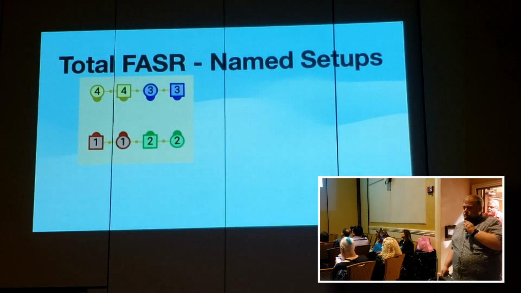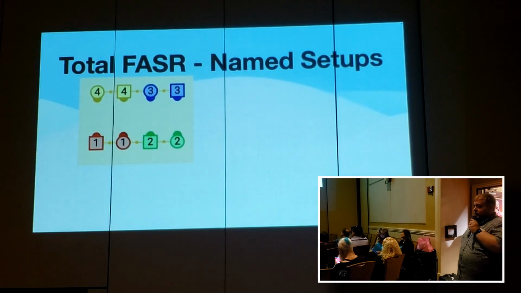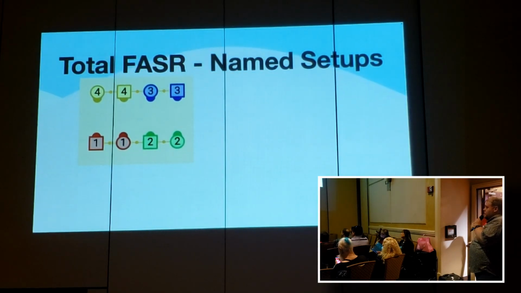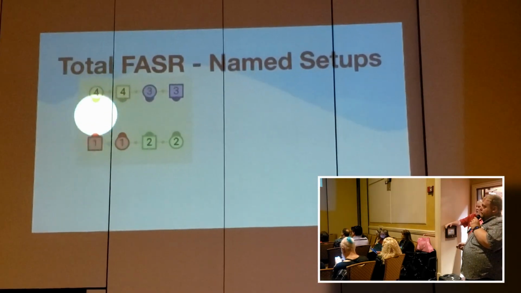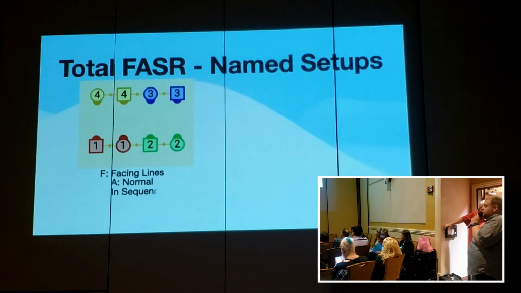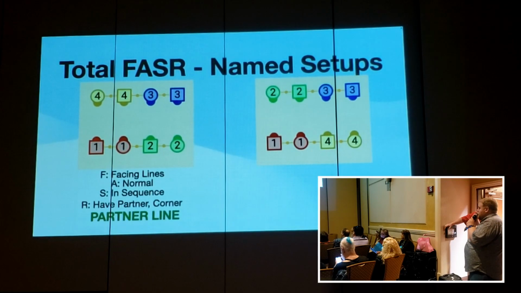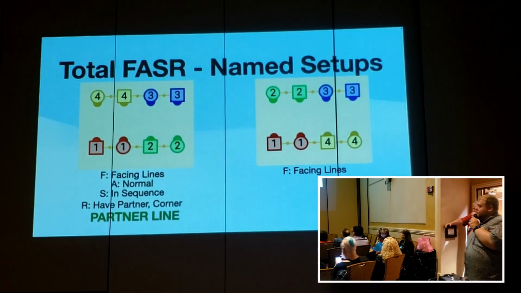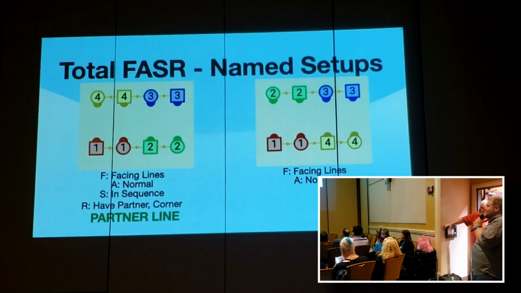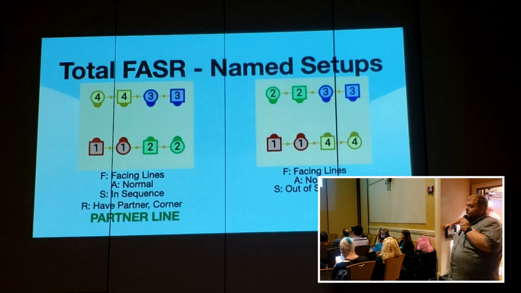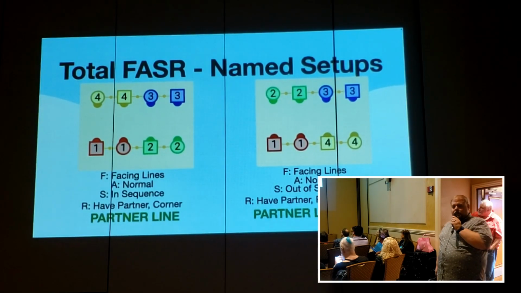What is the formation? What is the arrangement? Sequence. What is the relationship of these two people together? And there. We're going to call this a partner line. This one looks pretty similar, doesn't it? We know it's facing lines. What is the arrangement? There's a boy on the left, it's normal. What is different about this one, though? Therefore, we might call this a partner line out of sequence.